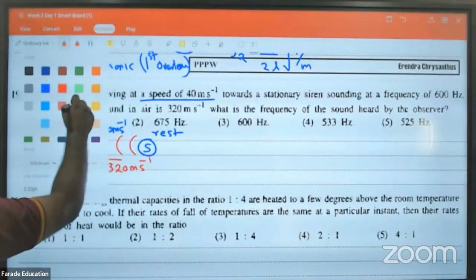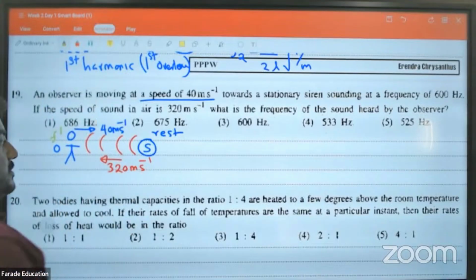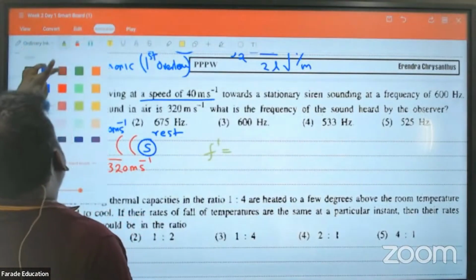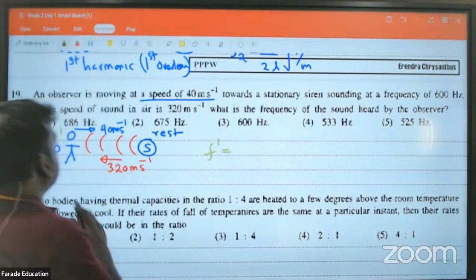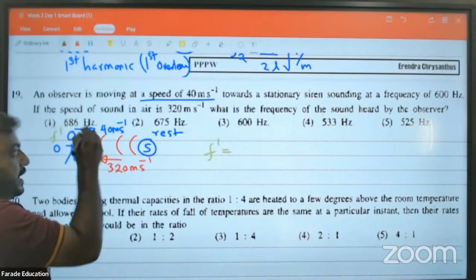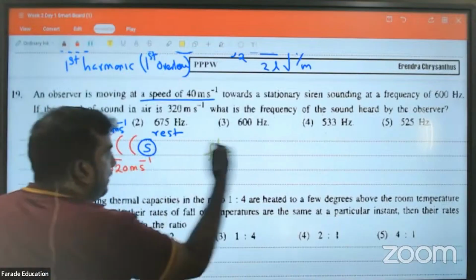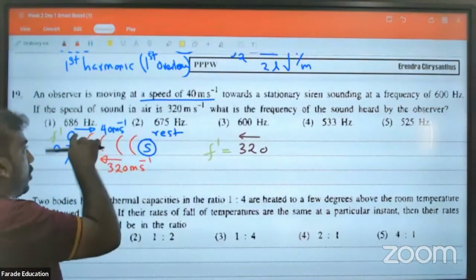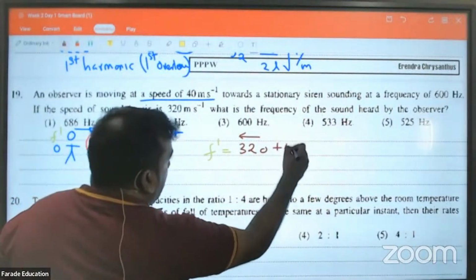So frequency heard by the observer, I'll put as F dash. So what is F dash? Very simple. Look at the board carefully. What's the theory? Velocity of sound with respect to observer. How can you make the observer at rest? Put another 40 in that direction. With respect to observer means velocity of sound is 320 in that direction, plus 40 that way.